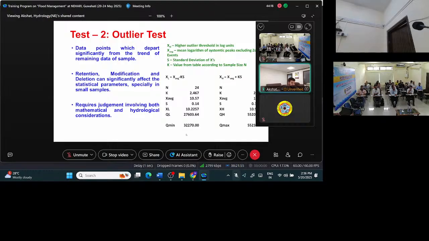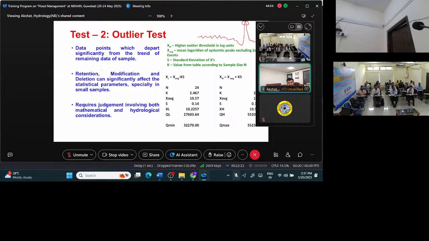The next test is the outlier test. So what is an outlier? Outliers are data points which depart significantly from the trend of the remaining sample of data. For example, if I have data like this, but one point comes which is extraordinarily large, this needs to be seen. This extraordinarily large point needs to be checked for whether it is statistically significant or not.